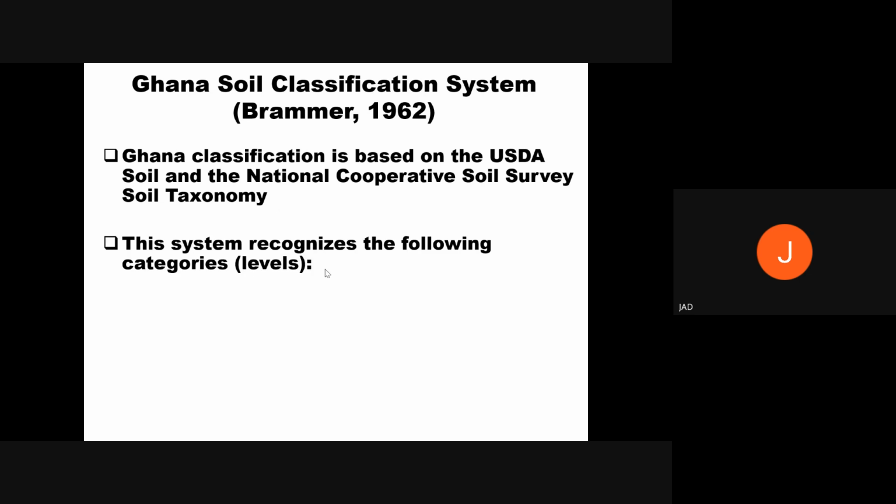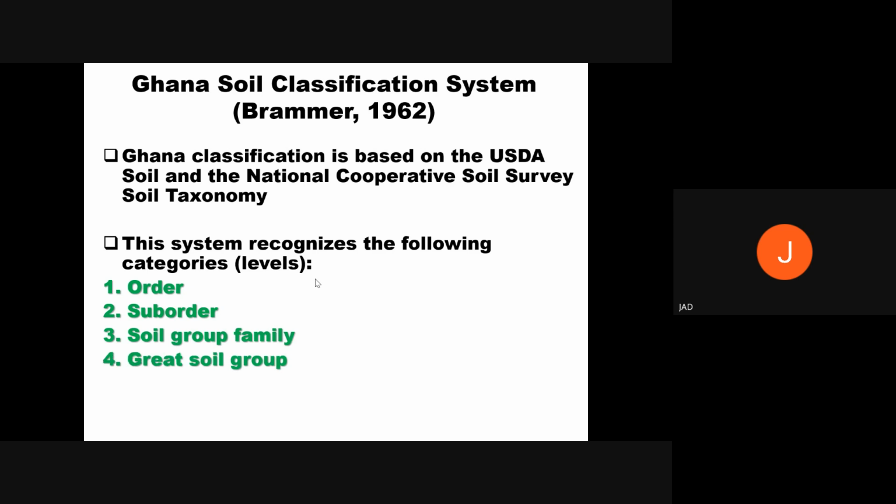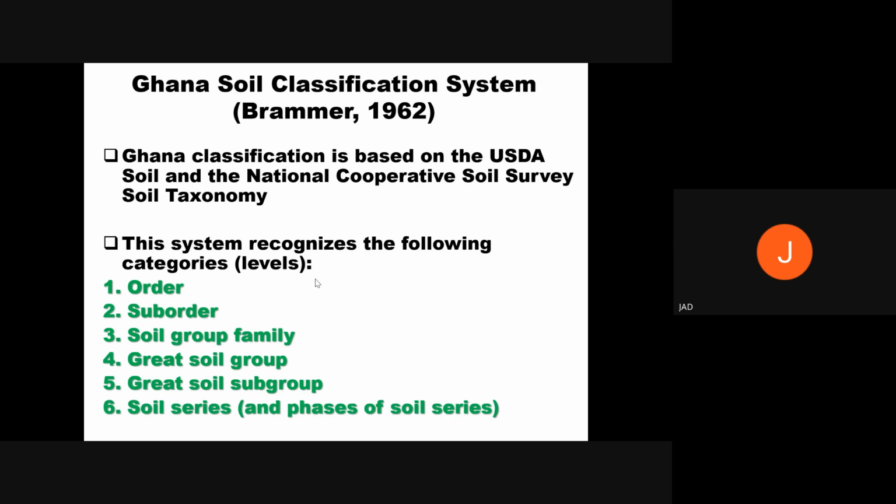Then this system recognizes the following levels of soil classification. We have order, just as we have in plant and animal nomenclature. So we have order, suborder, great soil group, family, great soil subgroup, then soil series.